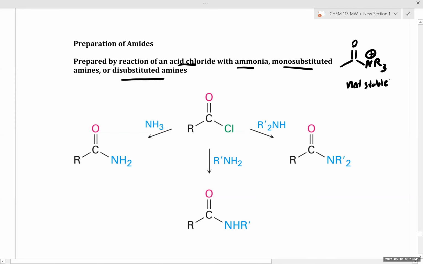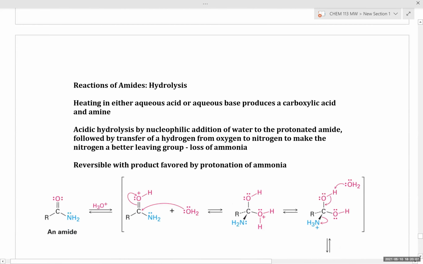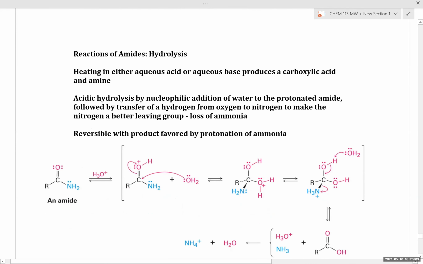Does that discussion make sense to everyone? Does everyone see why a tertiary amine is not usable? Okay, so we can prepare amides from an amine and an acyl chloride. Wonderful. What can we do with these amides? Well, we can hydrolyze them. Heating an amide in aqueous acid or aqueous base produces a carboxylic acid and an amine.